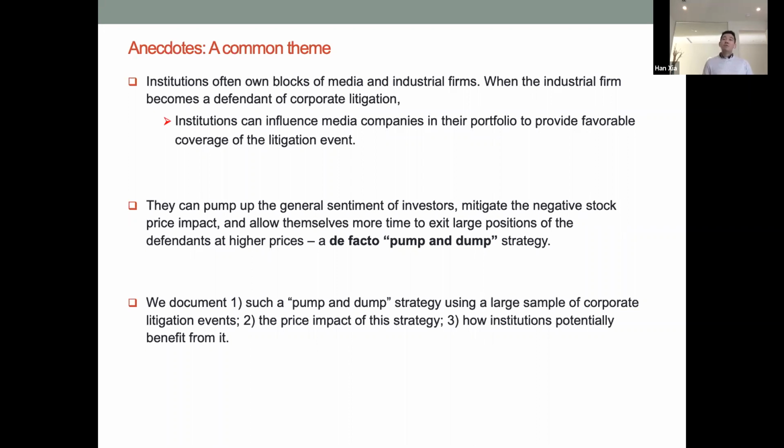In this paper, we're going to use a large sample to document this strategy. We will further look at how this strategy impacts the stock price and how institutions can potentially benefit from it. I think this might be a good time for me to stop for any questions, if any.